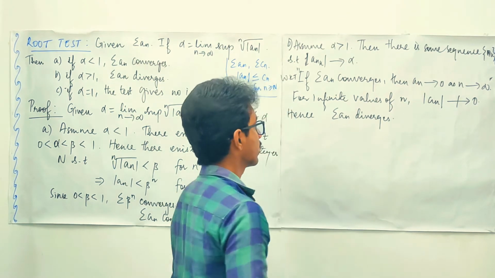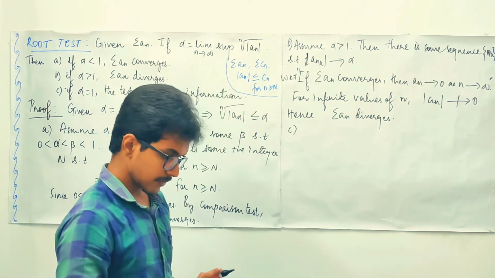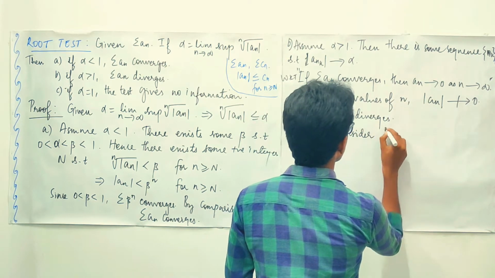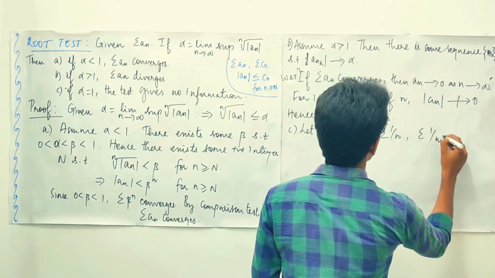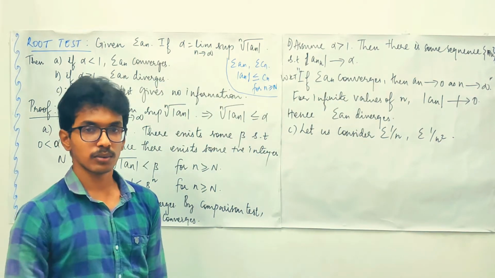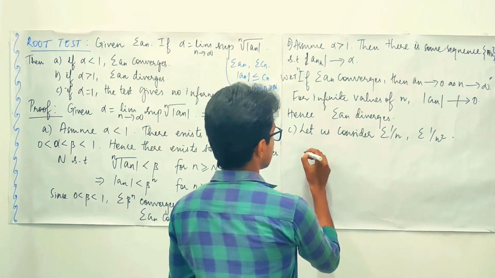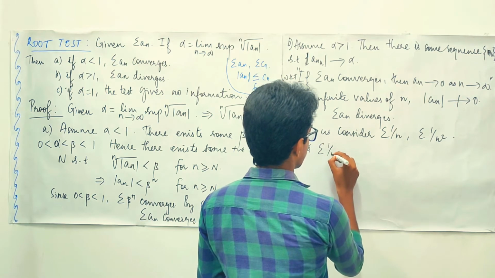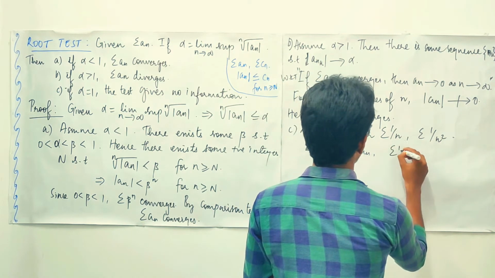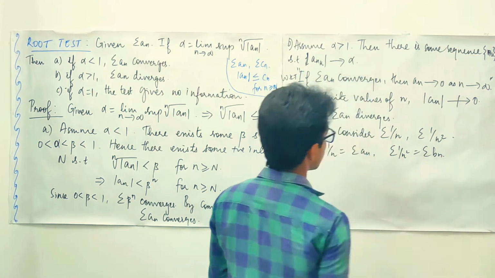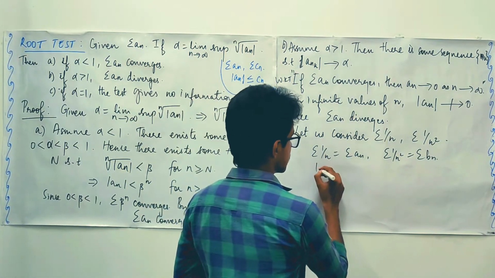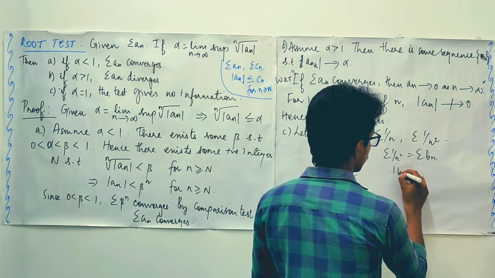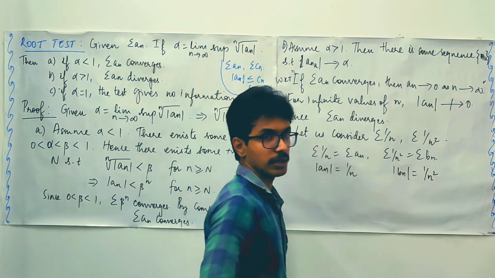When this condition is not satisfied, you may come to a conclusion that your series is a divergent one. Now, for the third case, let us consider summation 1 upon n and summation 1 upon n square. I am considering two series now. Let me name summation 1 upon n as summation a_n and summation 1 upon n square as summation b_n. From these two, absolute of a_n is simply 1 upon n, since n is a positive quantity, and similarly absolute b_n is going to be 1 upon n square.